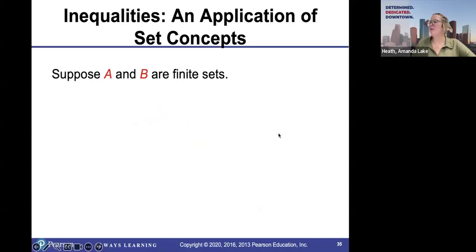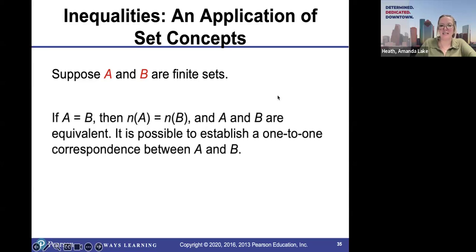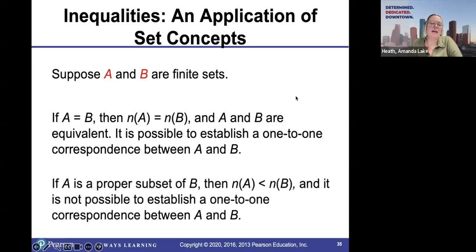Okay, so if we think about inequalities, we can use sets to apply this to inequalities. If we take A and B to be both finite sets, and if A and B are equal sets, then their cardinalities will be equal. And A and B are equivalent also because they have the same number of elements, so we can establish a one-to-one correspondence between the two. But if A is a proper subset of B, then we know that everything in A is in B, but there are things in B that aren't in A.